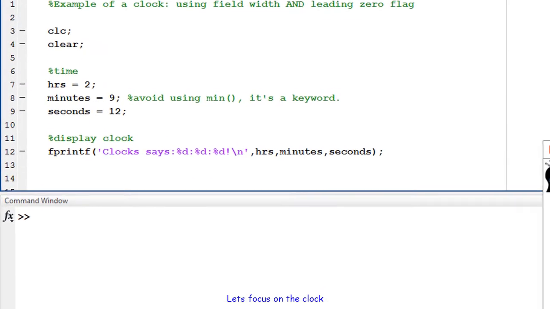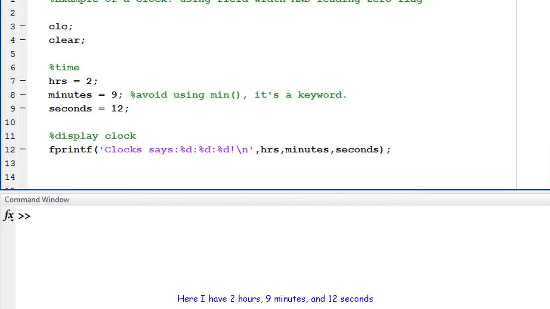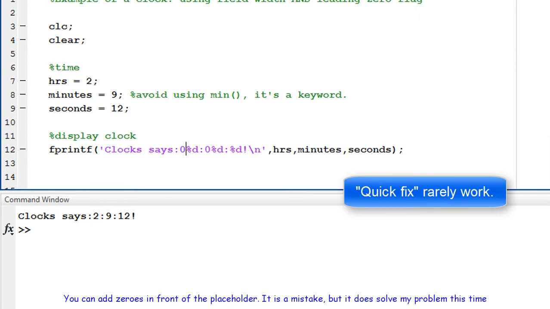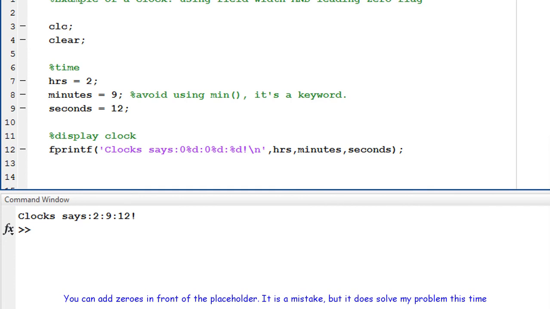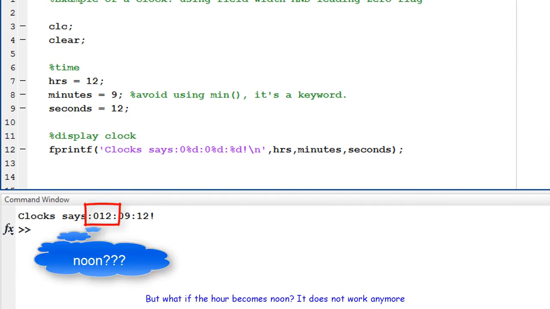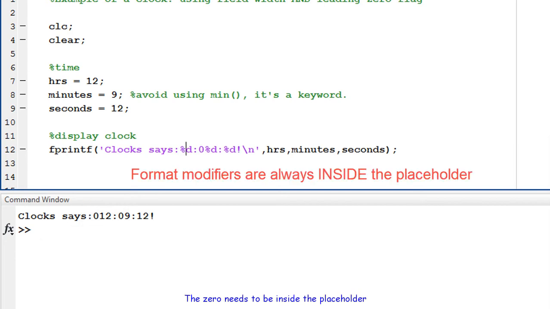So let's focus on the clock. Here I have 2 hours, 9 minutes, and 12 seconds, but when I run, you see the 0 does not show up. There is indeed a quick fix. You can add zeros in front of the placeholder. Notice it's in front here. It's a mistake, but it does solve my problem. But what if the hours becomes noon? It doesn't work anymore. The leading 0 that we want needs to be inside the placeholder.